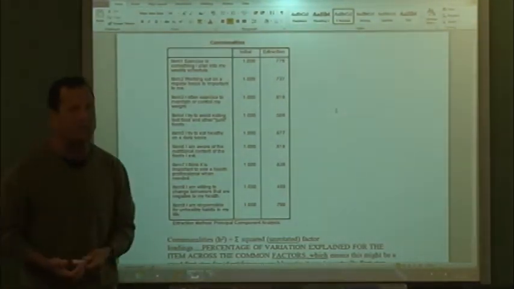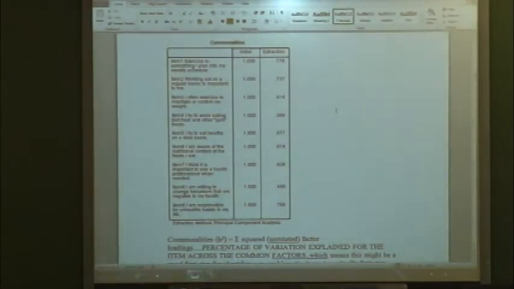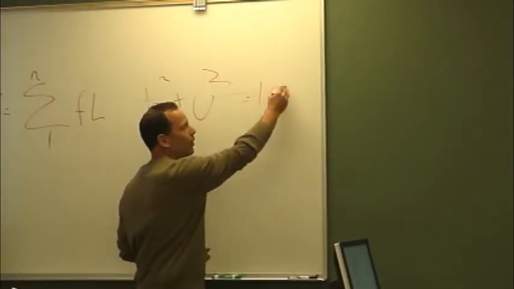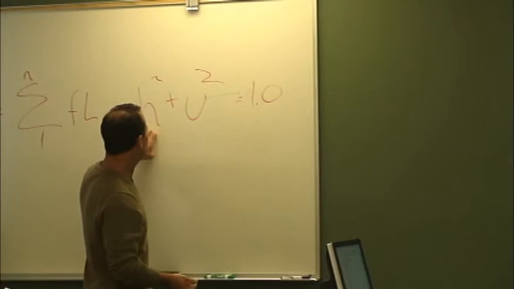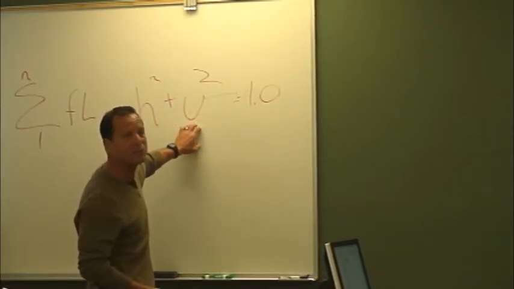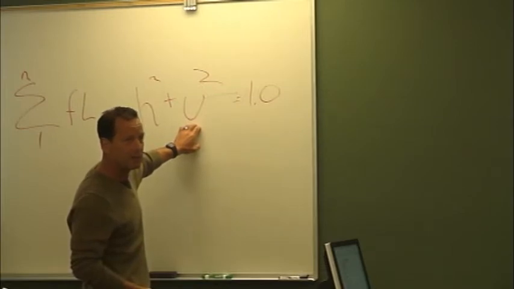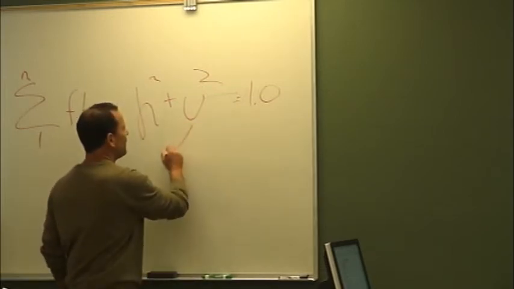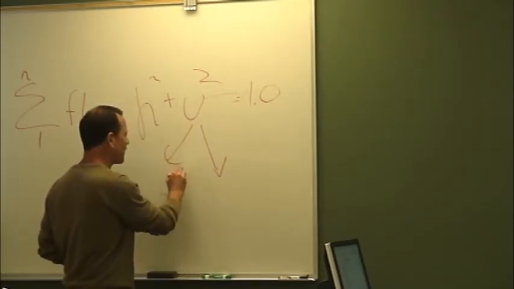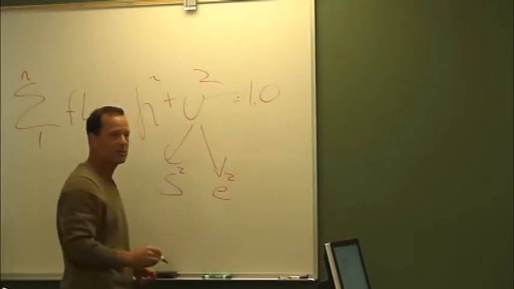So you can actually divide or partition variance into what's called h squared plus u squared. Does anyone remember what u squared means? Uniqueness. Now this will add up to 1.0. This is the shared variance across the factor loadings. This is the unexplained, what's unique to that item. And uniqueness can even be further partitioned into what's called specific variance and error variance.